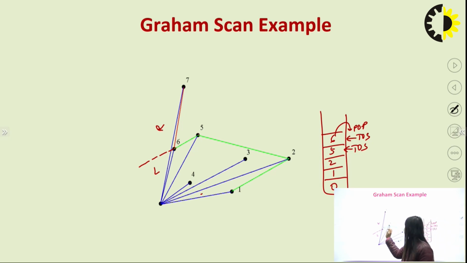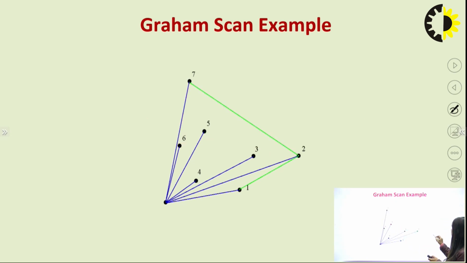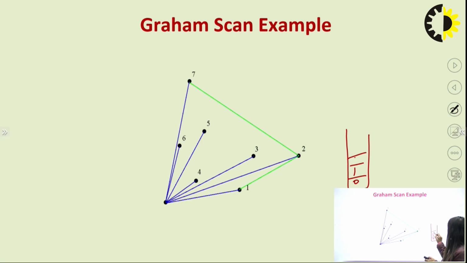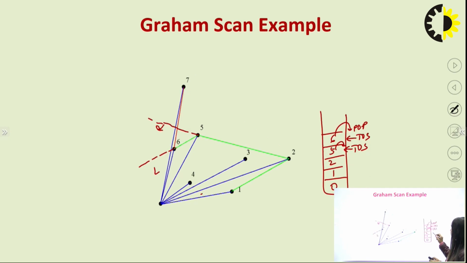From this point, again this is on the right side of this plane. This part is your right and this part is your left, right? So again I have to pop 5 from here. Now I pop 5 and 6. 0 1 2, these 3 points remain in my stack, and I pop 5 and 6 from the stack.